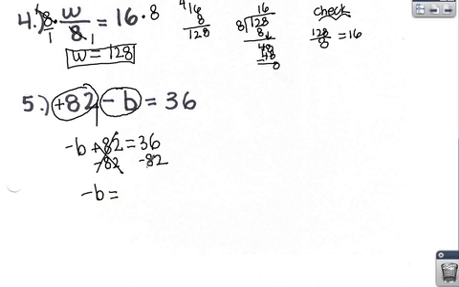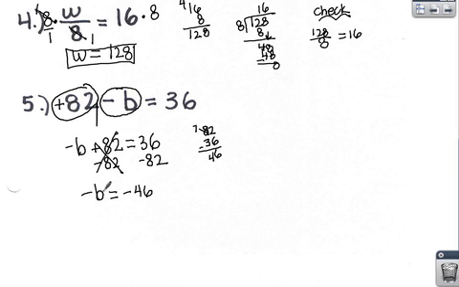Now positive 36 minus 82, those are different signs, so we subtract and take the sign of the higher number. So I switch it around so that I can actually subtract 82 minus 36, which gives me 46. But I'm taking the sign of the higher number, so I get negative 46.